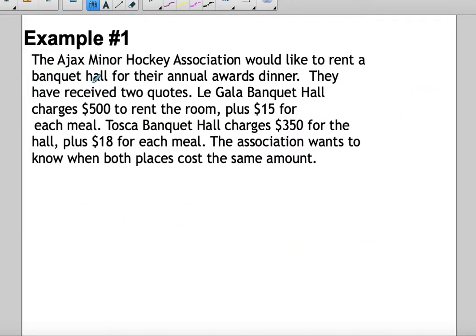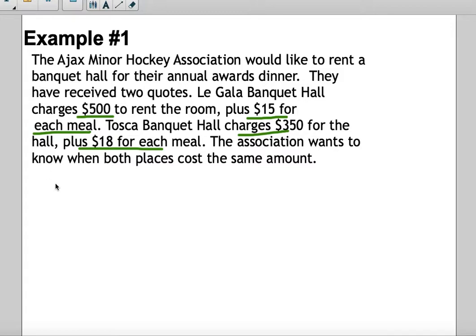It says the Ajax Minor Hockey Association would like to rent a banquet hall for their annual awards dinner. They received two quotes. La Gala Banquet Hall charges $500 to rent the room, plus a $15 fee for each meal. Tosca Banquet Hall charges $350 plus $18 for each meal. The association wants to know when both places will cost the same amount. So the association basically wants to know, where is the point of intersection?